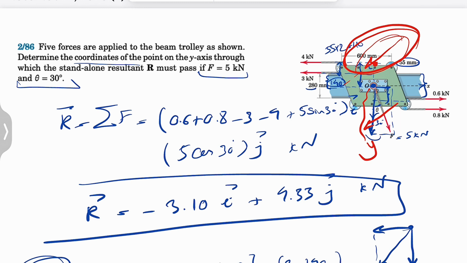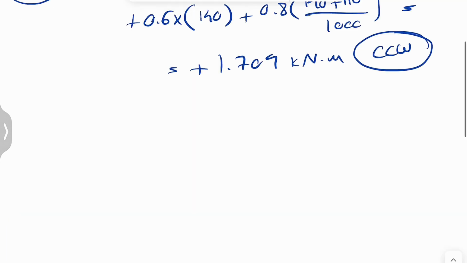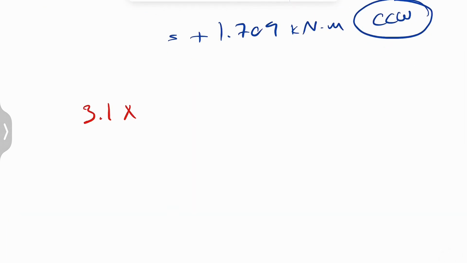So let's just clean up the figure. We know that the line of action of our R is going to pass through this. So we can resolve our R into two components, Ry and Rx, and this is our R. We can see that only Rx is going to make a moment, and what we are trying to figure out is this distance Y. So Rx times Y is going to give us the same moment. Rx is 3.1, so 3.1 times Y is going to give us the moment about O, which was 1.704.